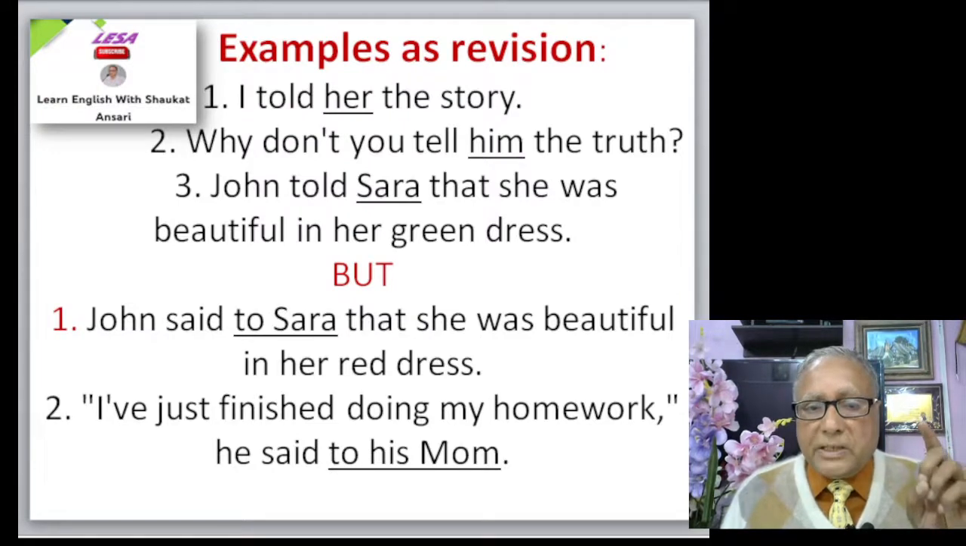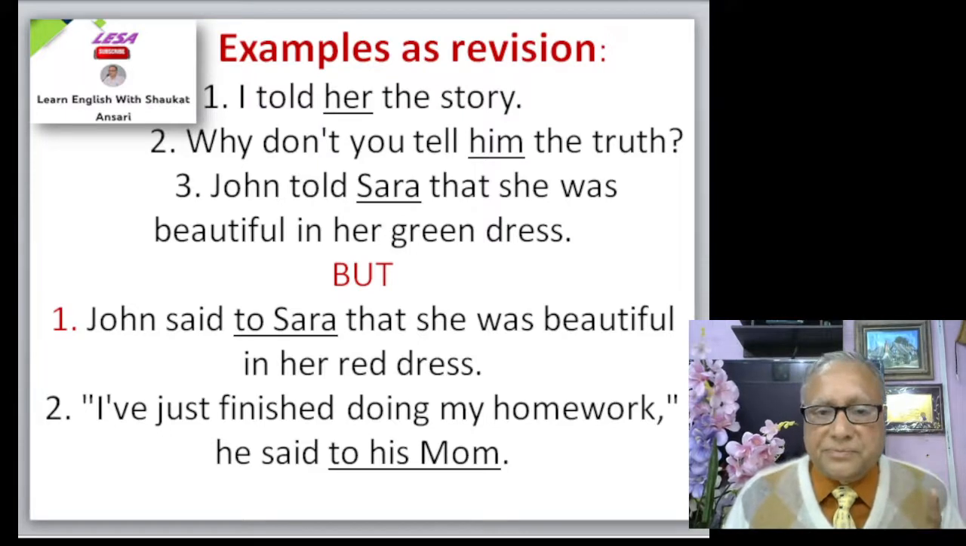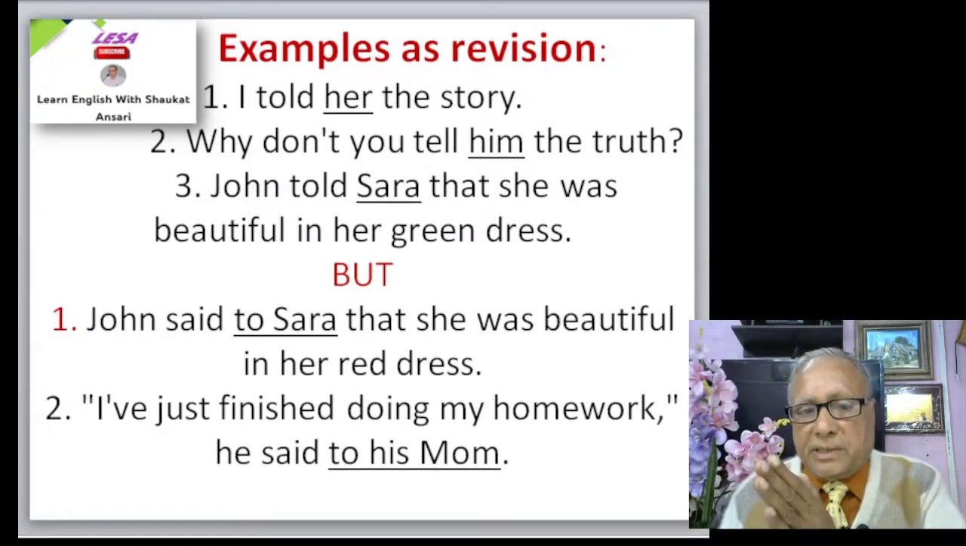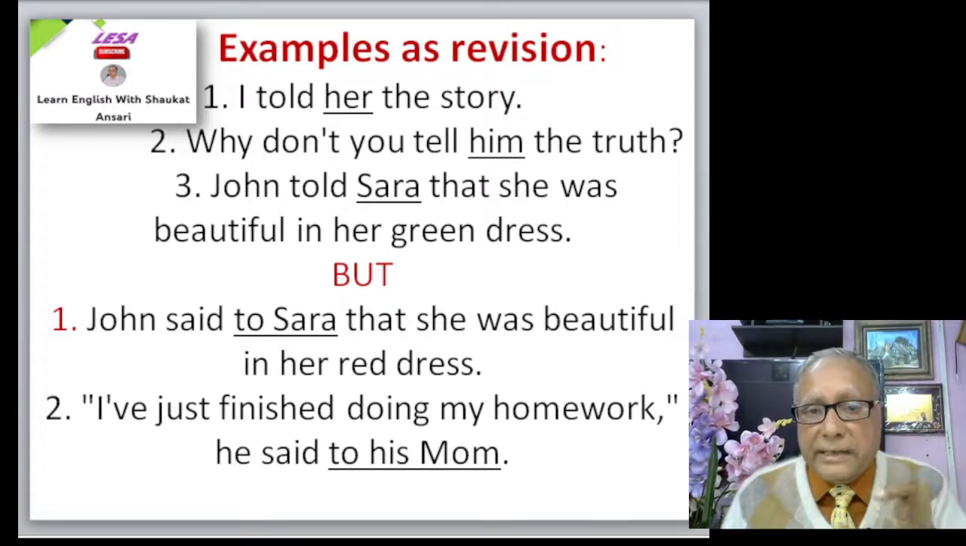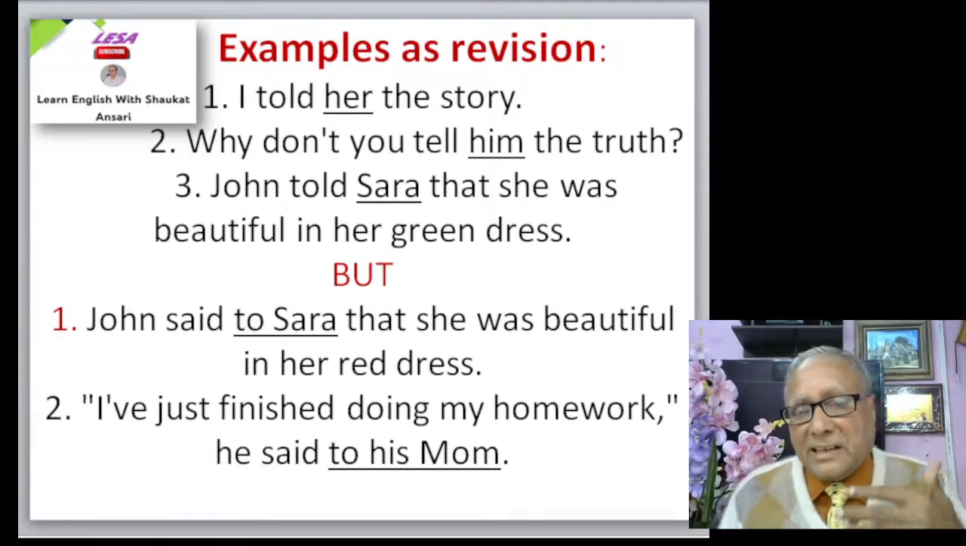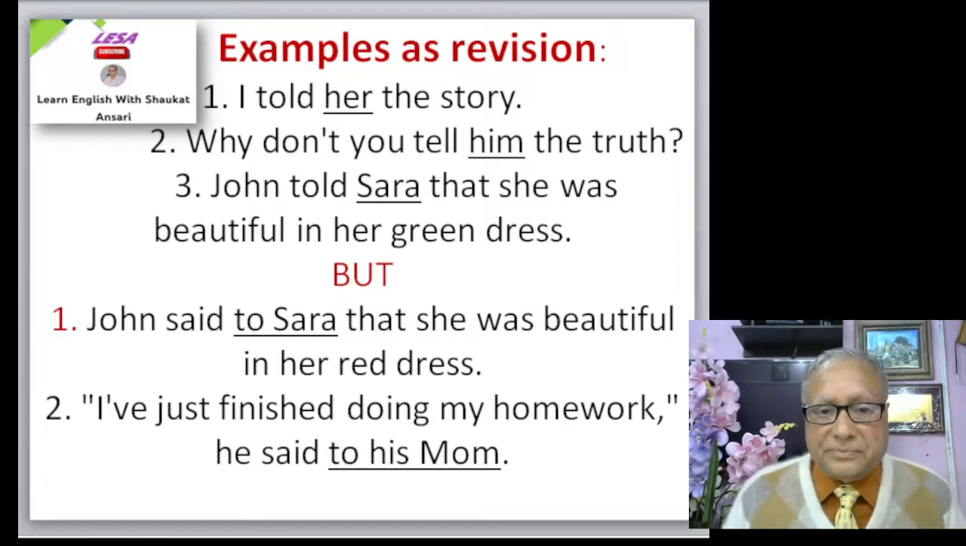Here, I told her the story. After told, the indirect object comes and then the direct object comes. So here, told, her is an indirect object. However, the story is a direct object.